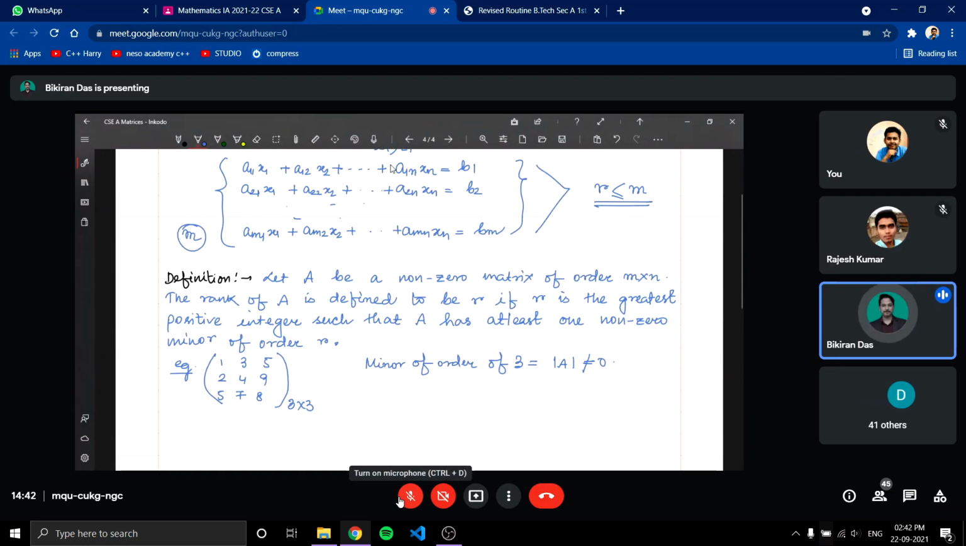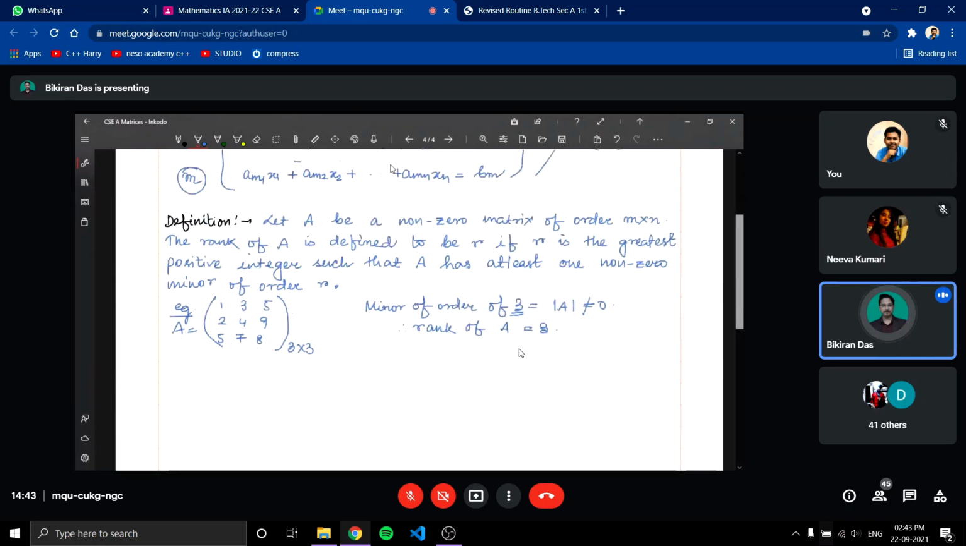So the highest order minor here is 3 only, because it is a 3 cross 3 matrix. The maximum order minor that you can find is 3 only, and it is not 0. So we can say that the rank of the matrix A is equal to 3. I don't think it's clear to you.